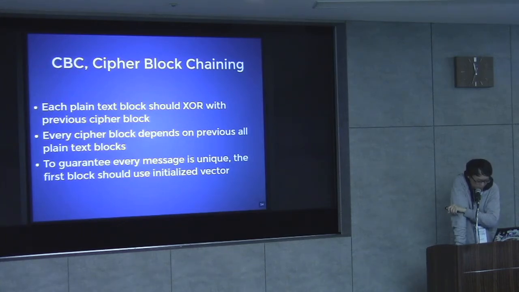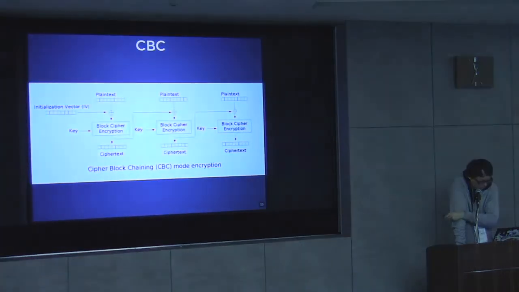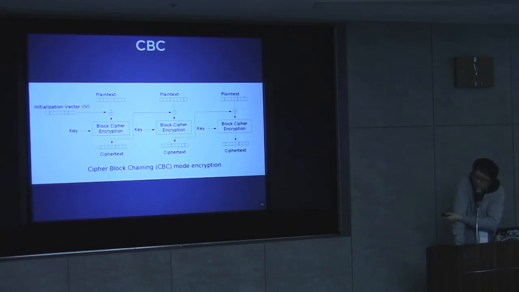Every cipher block depends on previous plaintext blocks, and to guarantee and verify that every message is unique, the first block should use the initialization vector. So look at this picture. It's the CBC mode. Firstly, you have to initialize the vector, this one. Then use this initial vector with XOR with the plaintext. Then you can get the first block cipher encryption.